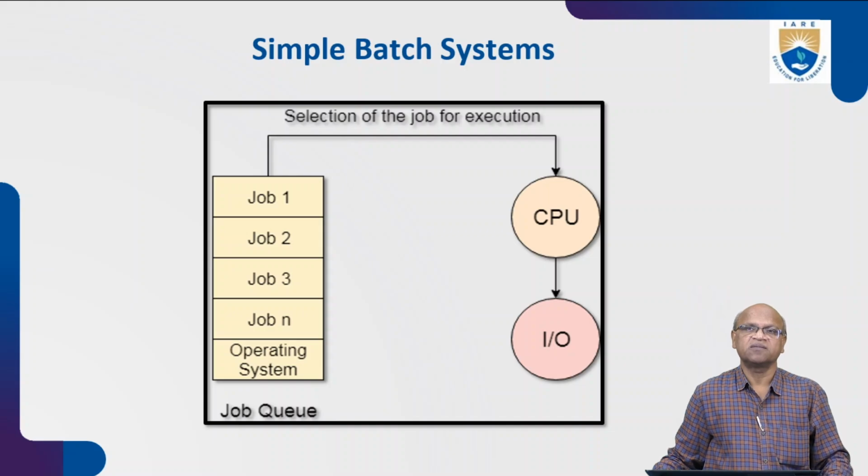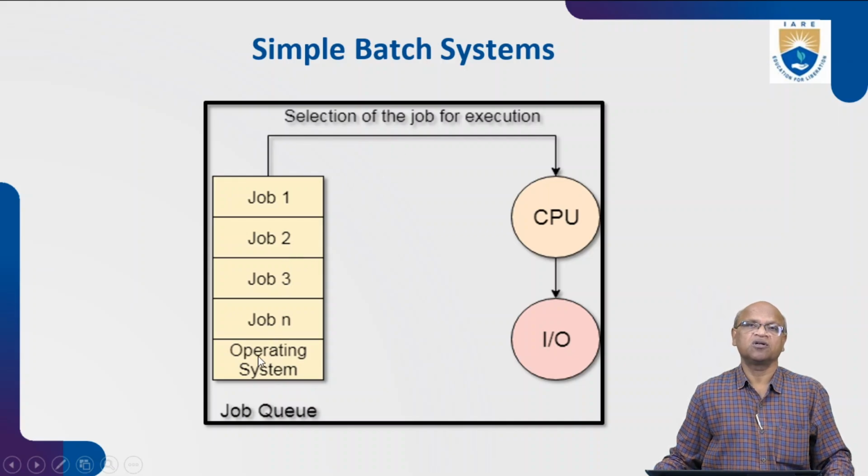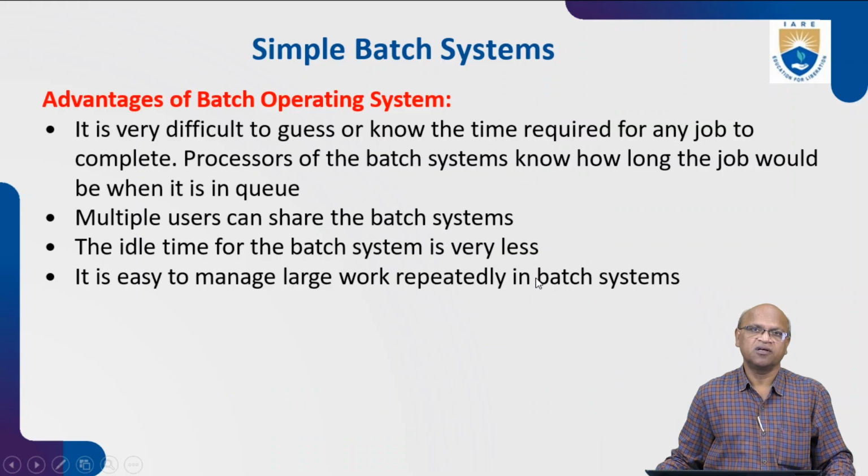So, the simple batch system. This is the CPU, and these are jobs. Several jobs are there, job 1, job 2, job 3, and this is the operating system, which will only monitor. The monitor is a program which sequences these jobs and sends them to your CPU, and the CPU will execute these programs. So the monitor is the main program in the olden days of the simple batch system.